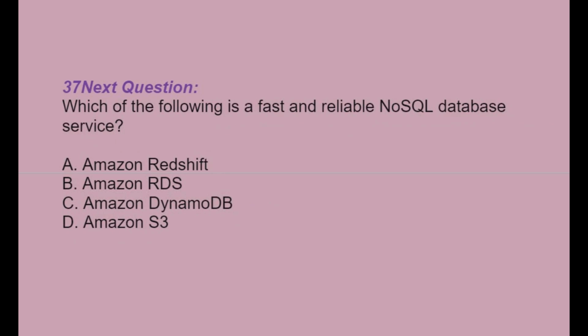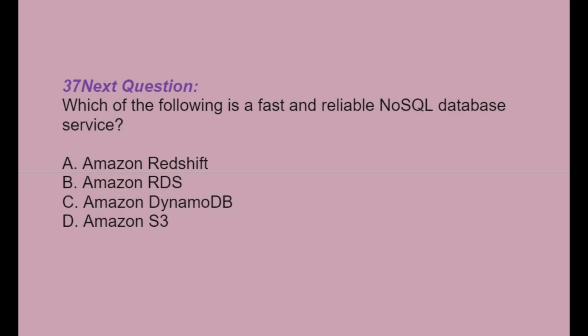Question is, which of the following is a fast and reliable NoSQL database service? Option A, Amazon Redshift. Option B, Amazon RDS. Option C, Amazon DynamoDB. Option D, Amazon S3. Correct answer is option C.